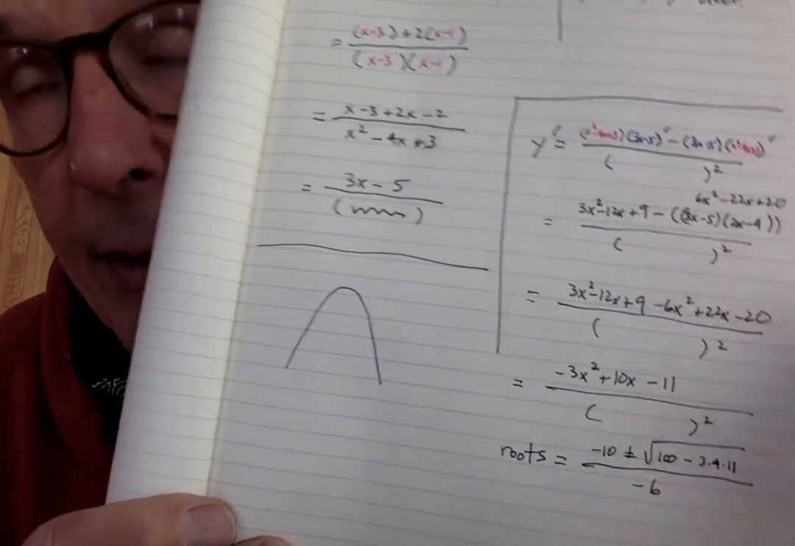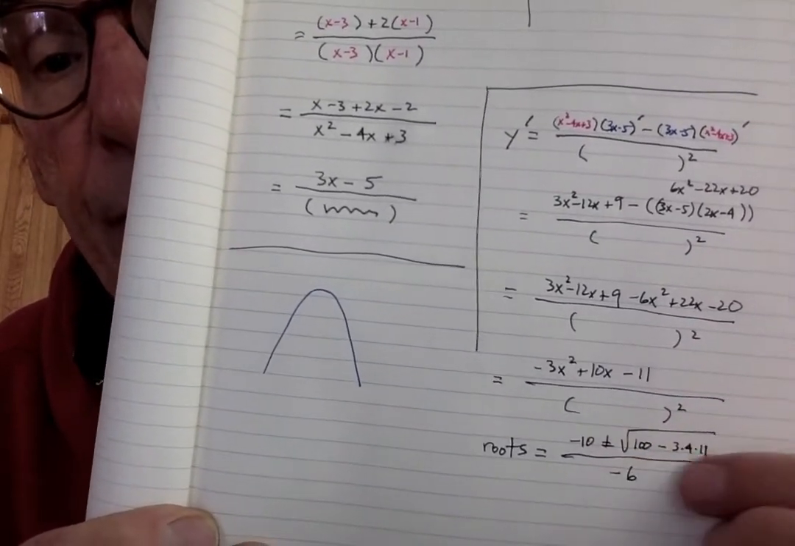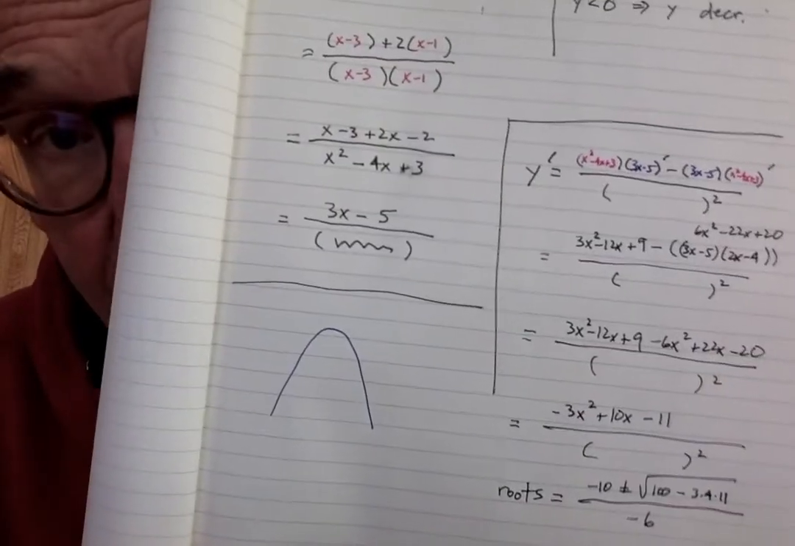12 times 11 is 132. You subtract that from 100, and it's negative. That's all that matters, is that it's negative, and so there are no roots. And that means that the derivative is always negative. I'll just draw y equals 0 here. And so that's our situation. The derivative, the top is always negative, the bottom's always positive, so the whole thing is always negative. So y prime is less than 0 always.